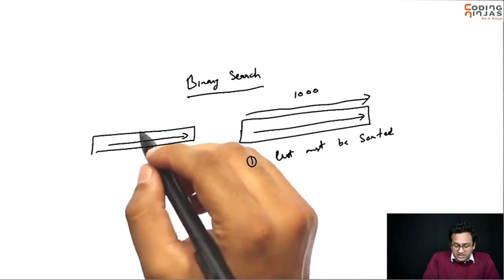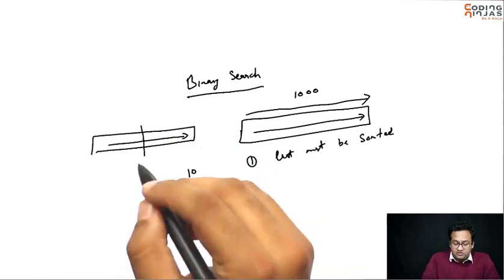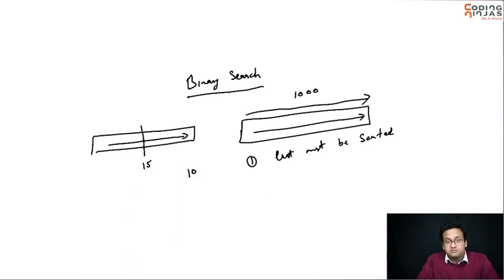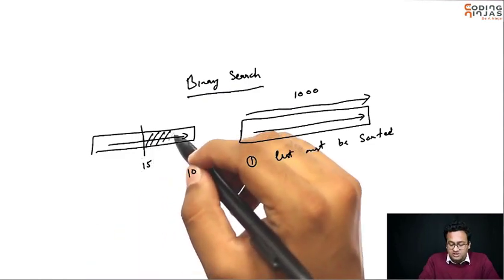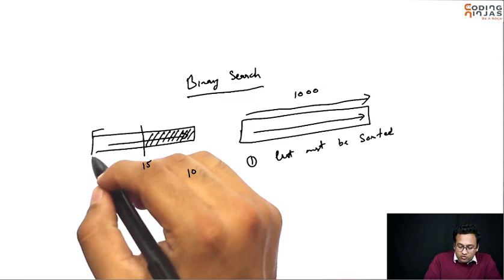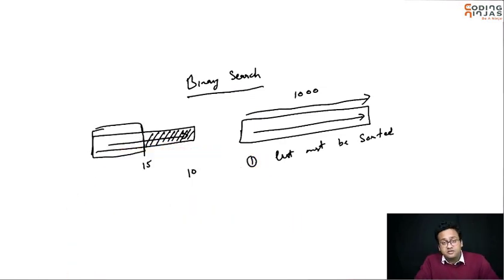Okay, so it says let's go to the middle. Let's say I'm looking for 10. Let's go to the middle. And if the middle number is 15, then I know I don't have to look for 10 on this side. Because the array is sorted, there is no point looking on the right side because everything on the right will be bigger than 15. So you can only focus on this left part.